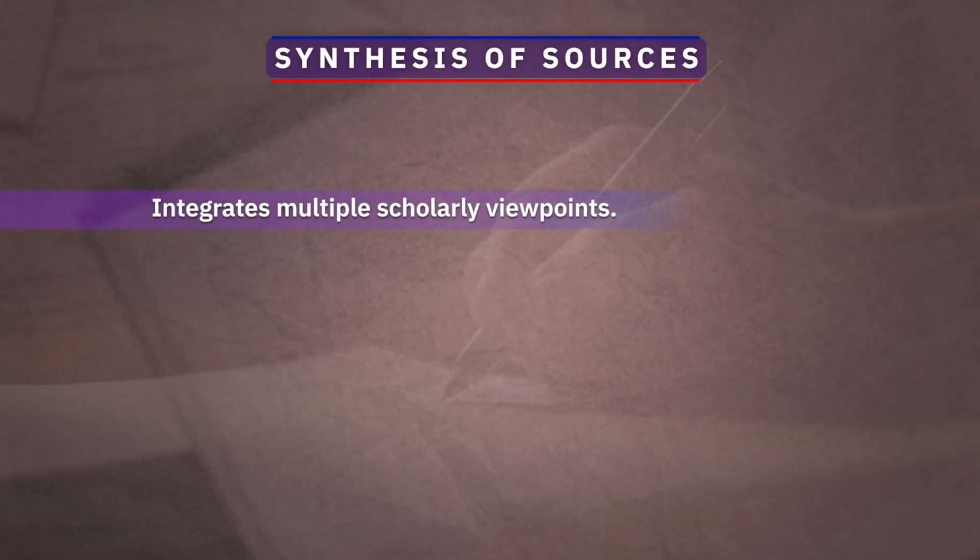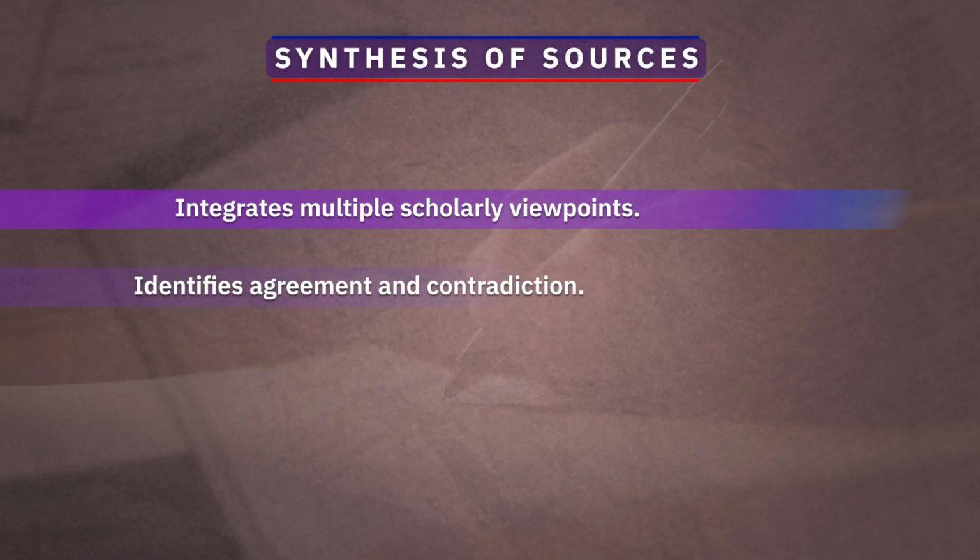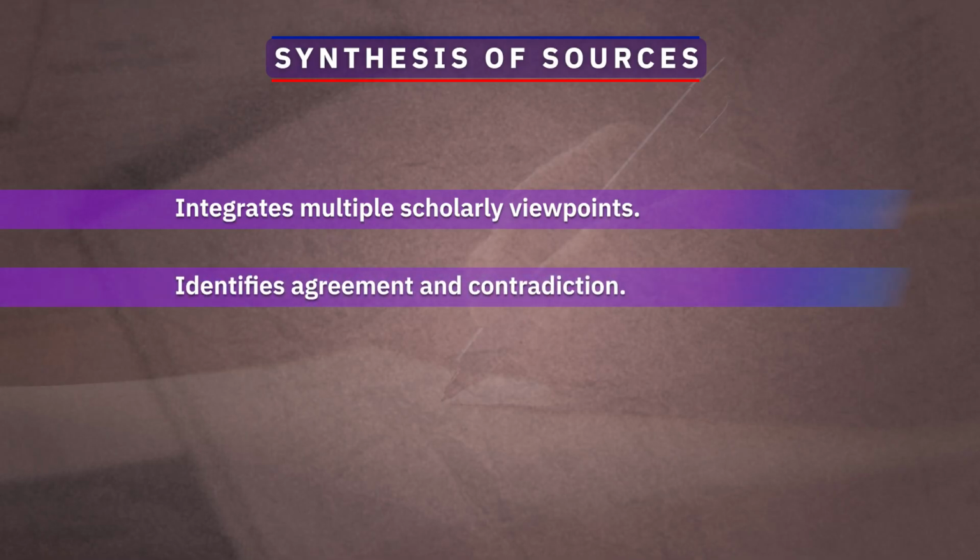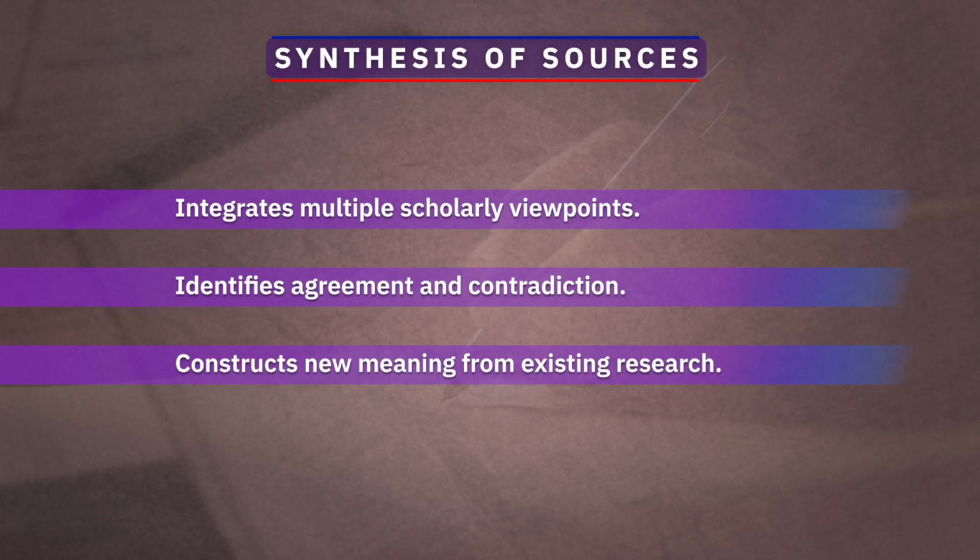So synthesis is a very important aspect of critical thinking and critical writing, because critical writing brings together diverse scholarly viewpoints. This synthesis involves identifying relationships and shaping a concrete argument, an independent scholarly viewpoint. It can be formed through the synthesis of various ideas. So integrating multiple scholarly viewpoints, identifying agreement and contradiction, helps us to construct new meaning into existing research.